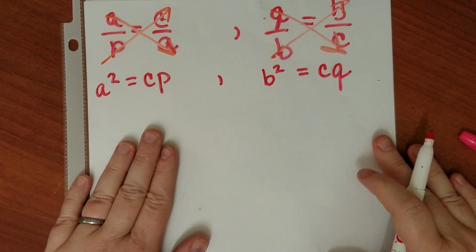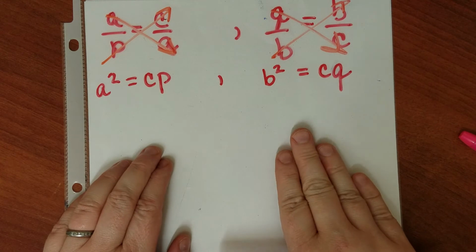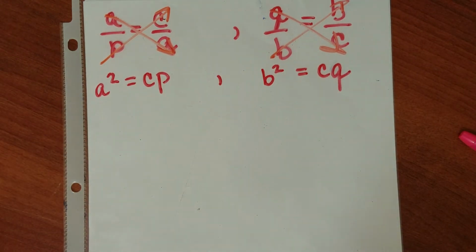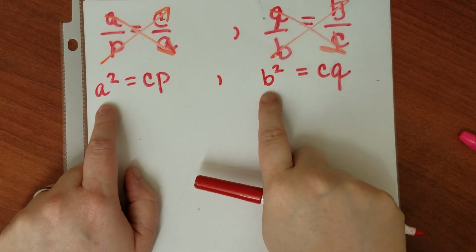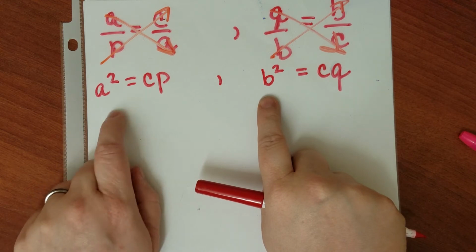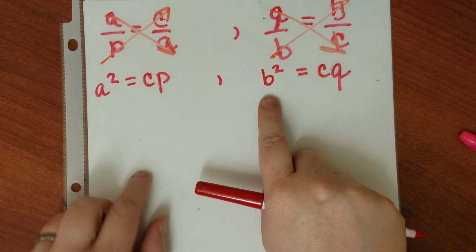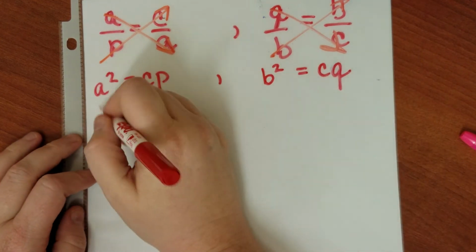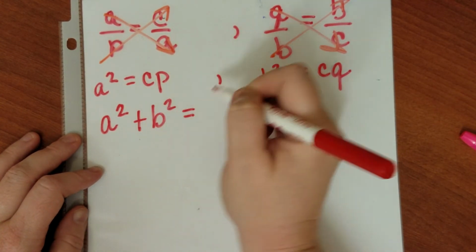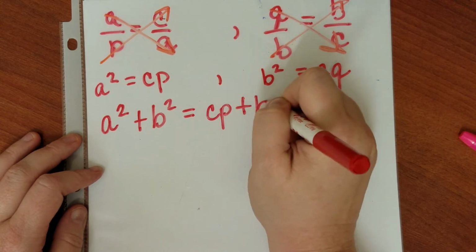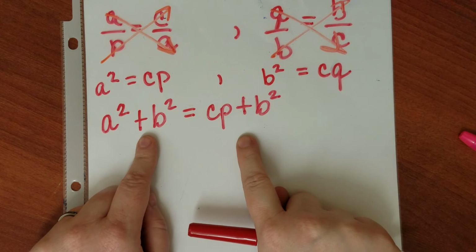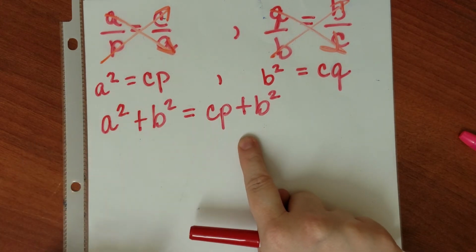All right, so I want to start getting the Pythagorean theorem. So how can I get the Pythagorean theorem from these? Well, I know that I need A squared plus B squared somehow. So if I add B squared to both sides of this equation, I'm going to start getting somewhere. So let's go ahead and do that. A squared plus B squared equals CP plus B squared. This looks good. This doesn't look like C squared yet, but again, we're getting somewhere.